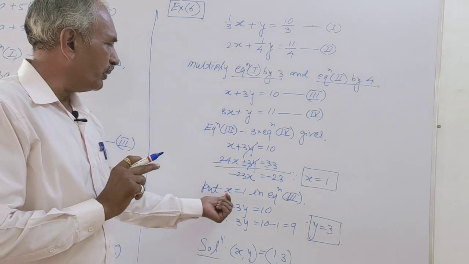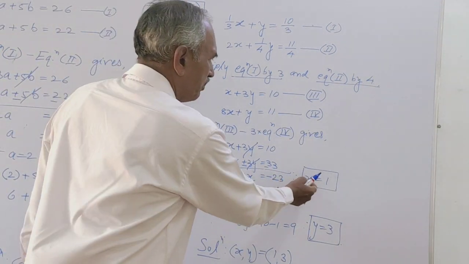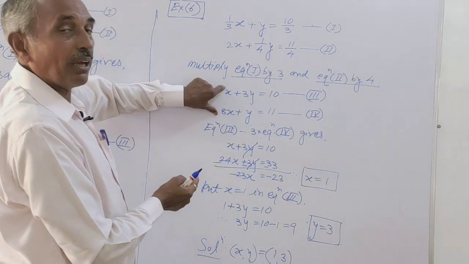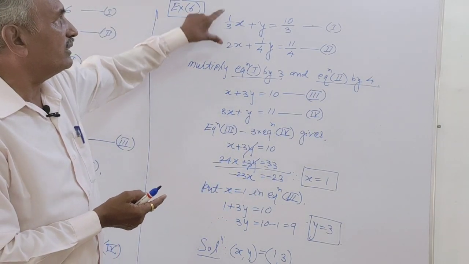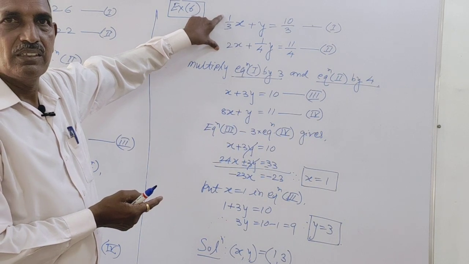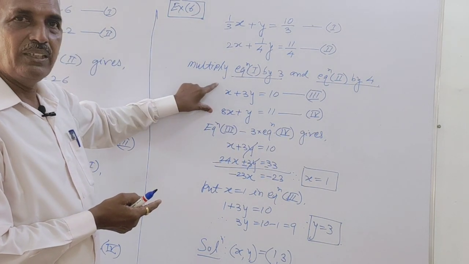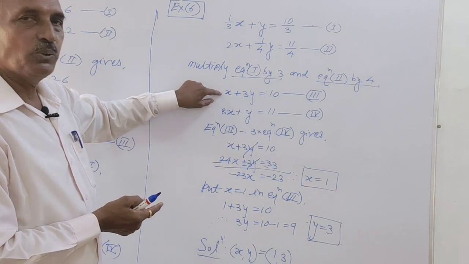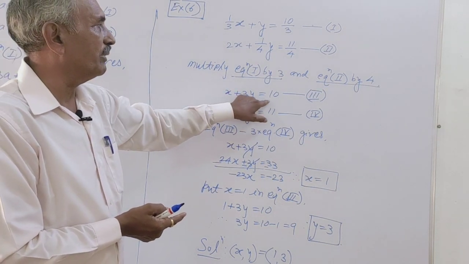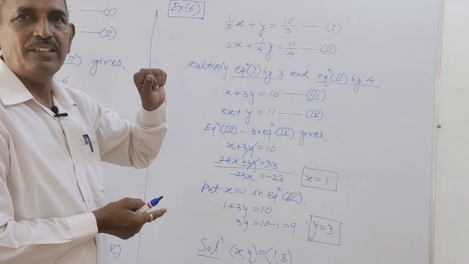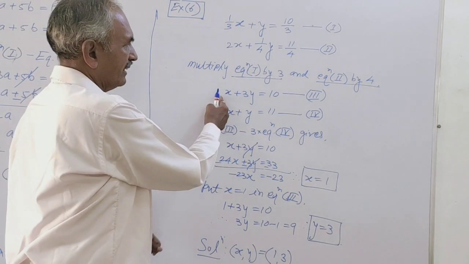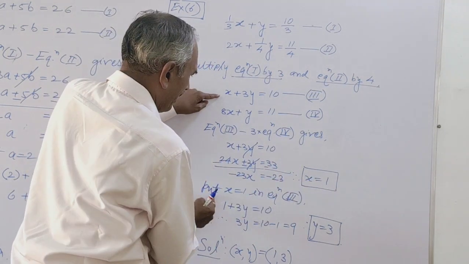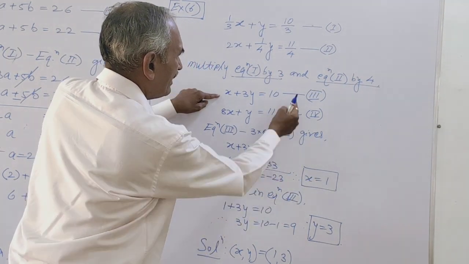How? Put x is equal to 1 in any of these equations. Why am I selecting any of these equations? Because in this equation there is a fraction. So select any one of these two equations. I am selecting equation number 3, because I have named this equation 3. So put x is equal to 1 in equation number 3.